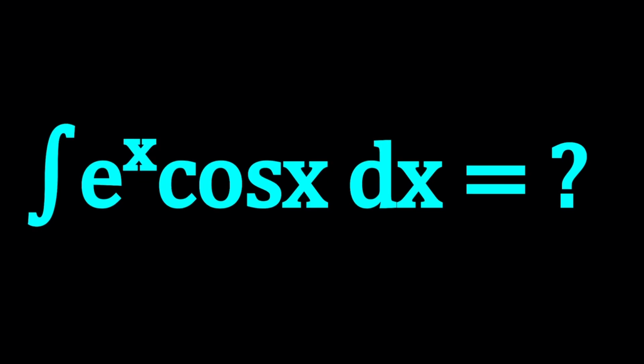Hello everyone. In this video, we're going to be integrating a product. We have e to the power x multiplied by cosine x dx, and we're going to integrate this function. How do you integrate this?